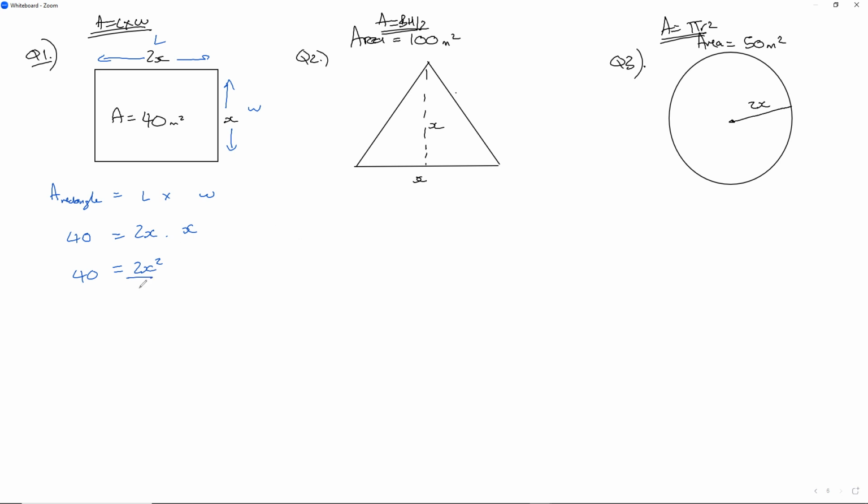So what I'm going to do is divide both sides by 2. I get x squared equals 20. I then square root it, and so therefore x can equal positive root 20 or x can equal negative root 20, but we can't get a negative length. Length is always positive, so it will be positive root 20. And I can write my answer as that, which is going to be the square root of 20, which is 4.47.